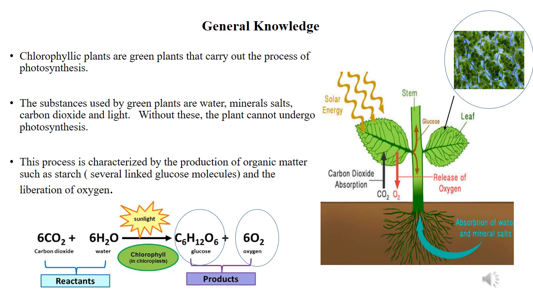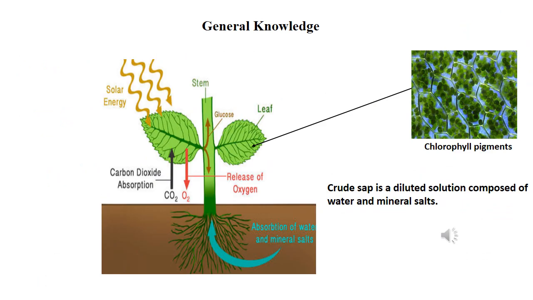The process of photosynthesis is characterized by the production of two products, which are the organic matter glucose or starch and oxygen. Observe well the figure. Let's indicate the structures responsible for the absorption of the nutrients. Water and mineral salts found in the soil are absorbed by the root hairs. However, carbon dioxide and sunlight are both absorbed by the leaves.